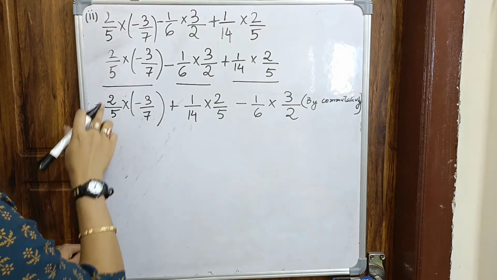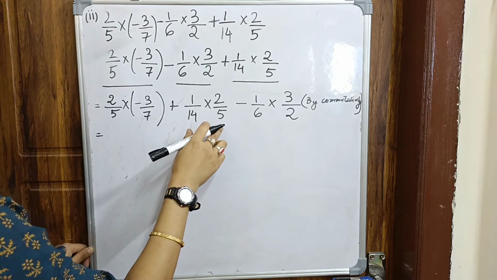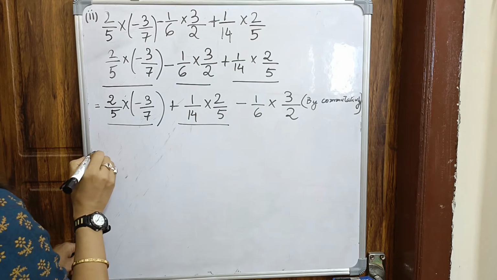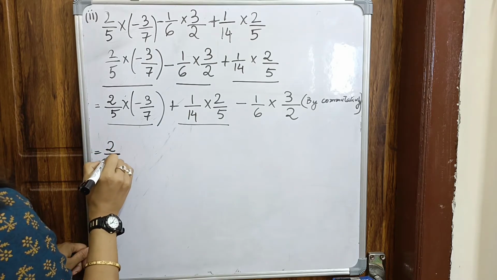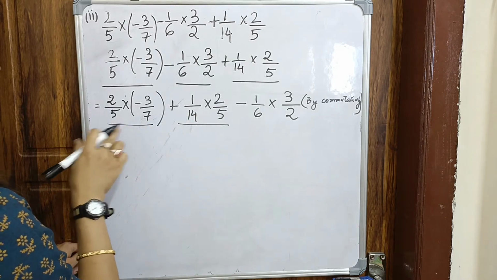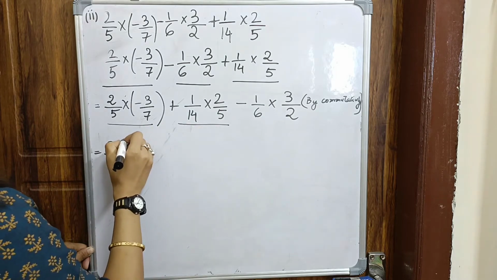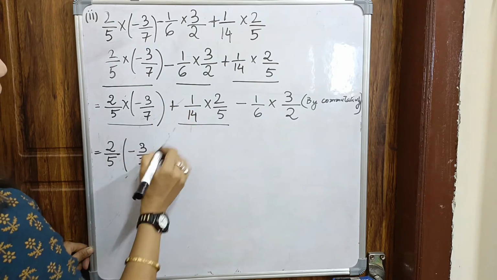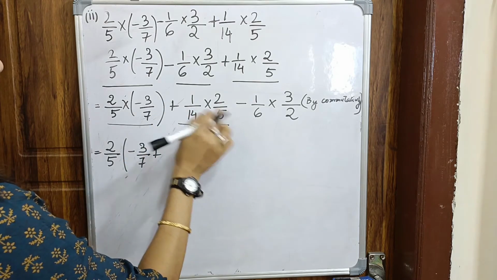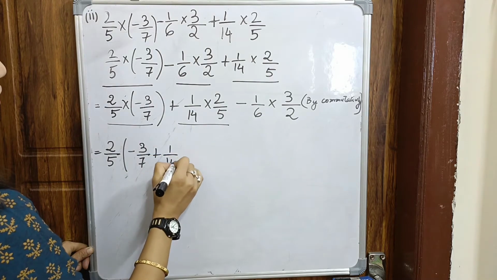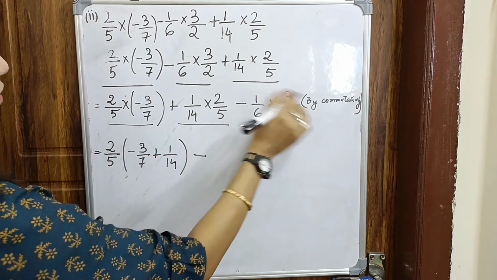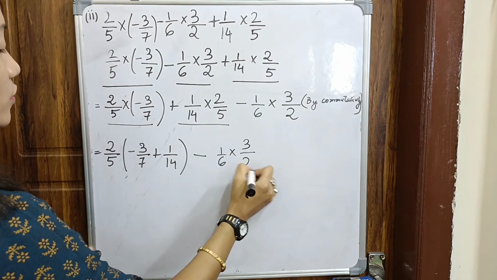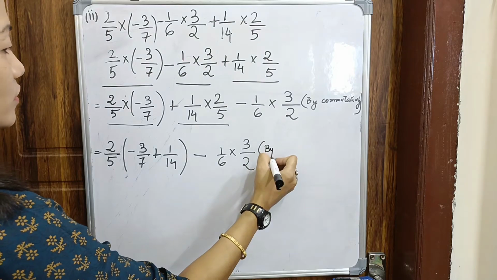Now 2 by 5 into 3 by 7, here also we have 2 by 5. So from these two numbers we are going to write a common 2 by 5, and it is like A into B plus A into C. So here we have minus 3 by 7 plus, if we have taken common here, then what is left? 1 by 14. Then this will remain as it is, 1 by 6 into 3 by 2. Here we will write by distributivity.